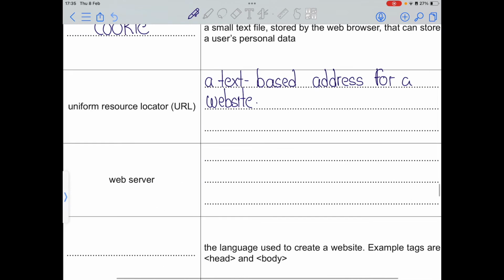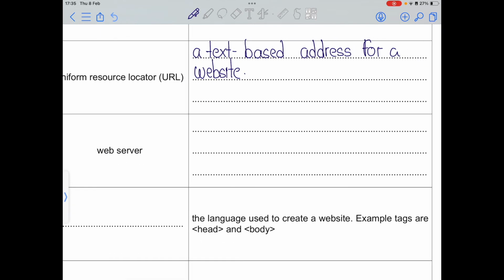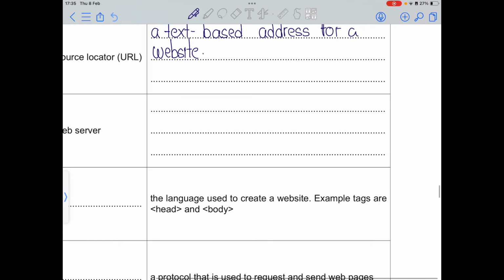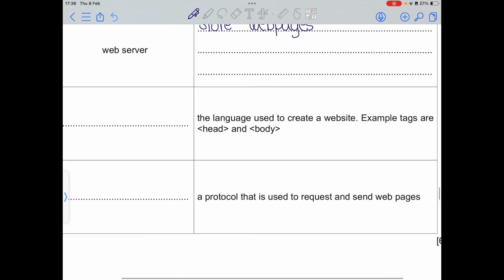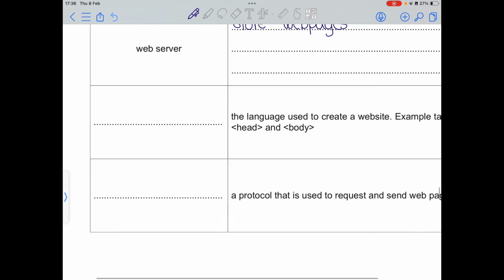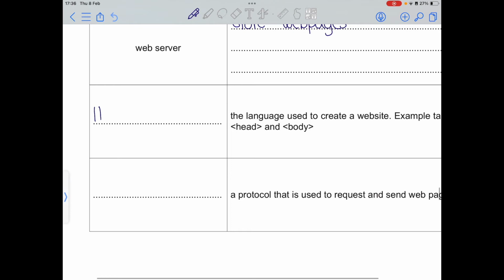A web server is known to store web pages. Now, what is the language that has been used to create a website? Examples. Okay, these tags are given. It's obviously HTML, which refers to hypertext markup language.